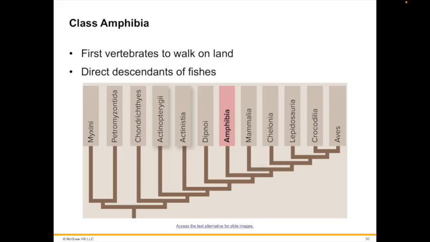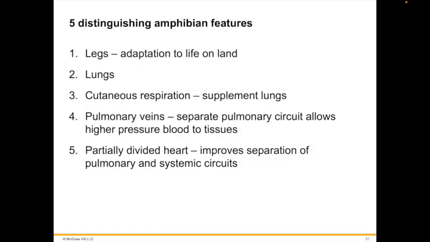Class Amphibia. Lobe-finned fish gave rise to species that left the water and evolved 4 legs to walk on land. We call these animals tetrapods. Living tetrapods comprise the amphibians, reptiles, birds, and mammals, and include some groups like snakes that have secondarily lost one or both sets of limbs. 5 distinguishing features are the legs, lungs, cutaneous respiration, pulmonary veins, and a partially divided heart.